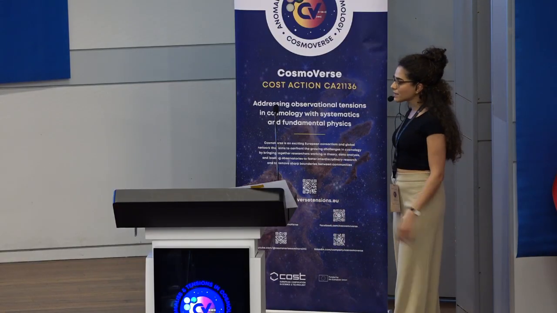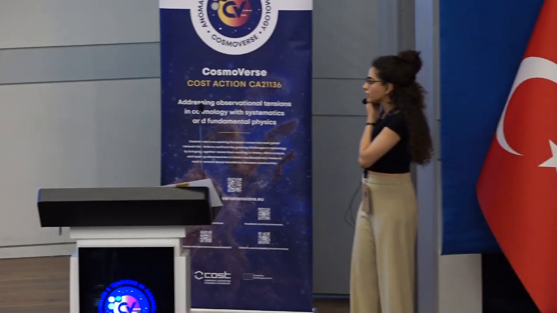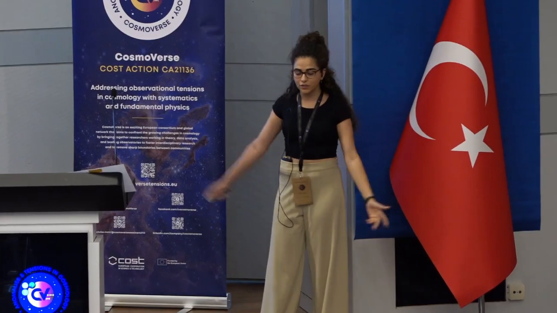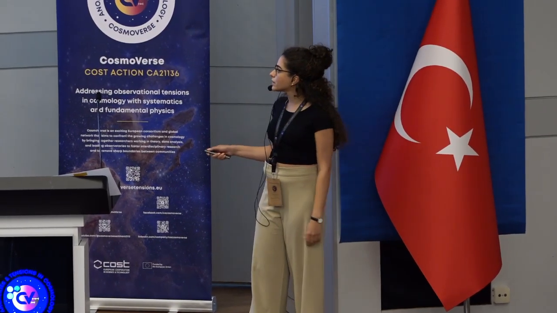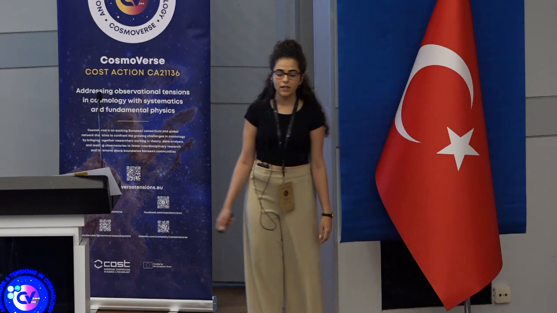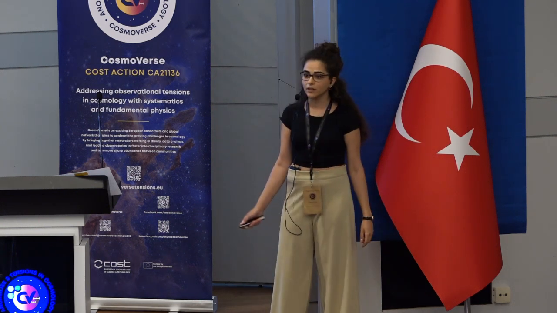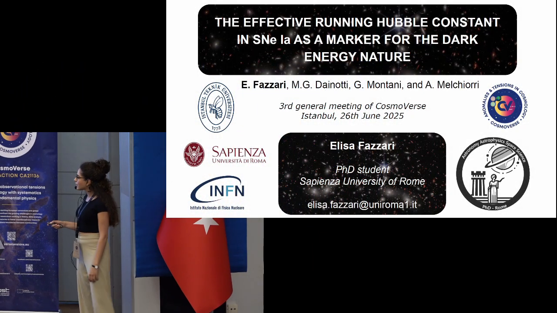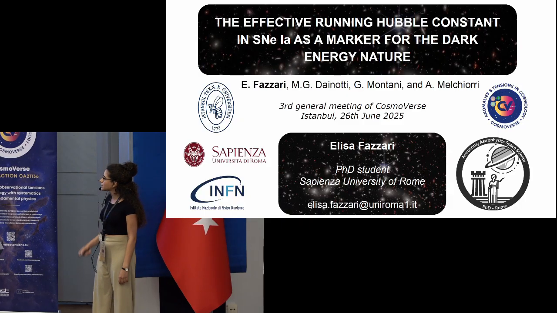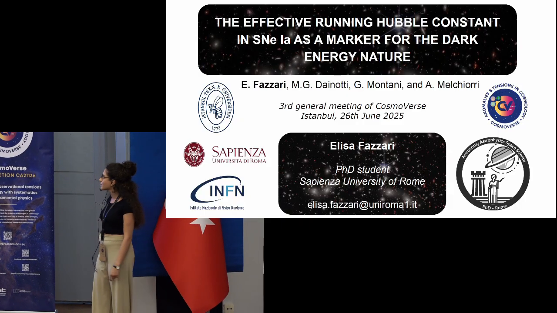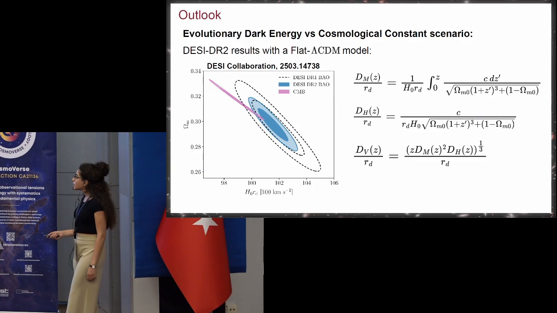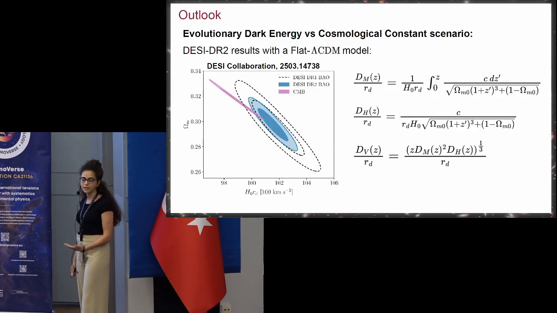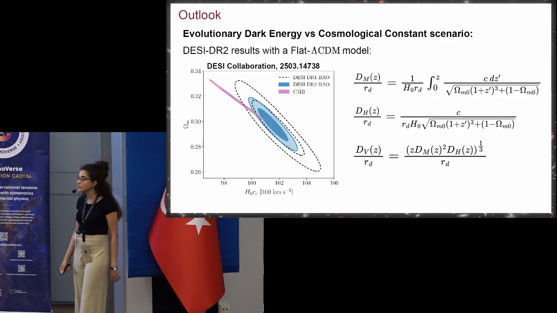My name is Elisa Fazzari. I'm a PhD student from Sapienza University of Rome. It's a great pleasure to talk to you and share my recent work, in collaboration with Maria Giovanna Dainotti and my two supervisors, Giovanni Montani and Alessandro Melchiorri. My work is about the effective running Hubble constant in type 1a supernovae as a marker for the dark energy nature. So first of all, let me start with a brief recap of our latest results from cosmological surveys.